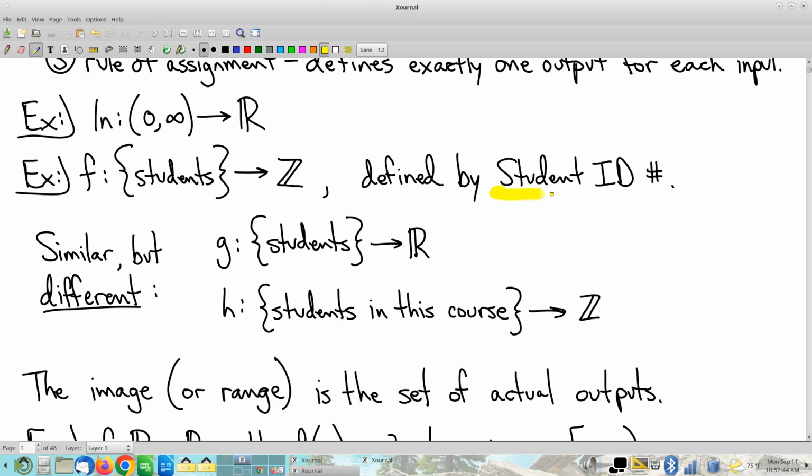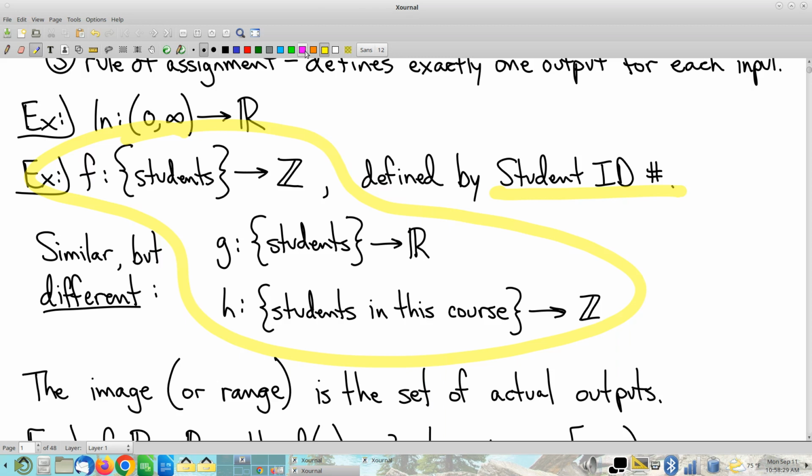What I'm going to call the student ID function. All three of these functions here have the same rule of assignment. For whatever student you're asking about, the value of the function is that student's student ID number. It's not a formula, but it is a perfectly well-defined rule of assignment because for any given input, there is a corresponding unambiguous output. Now, why do I have three different functions listed here with three different names? Because these are three different functions. Keep in mind, a function is not a formula. A function is a trio.